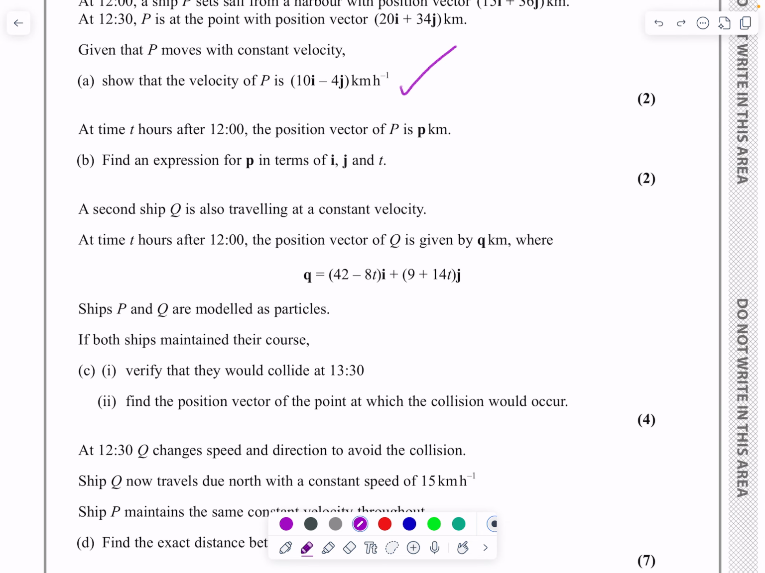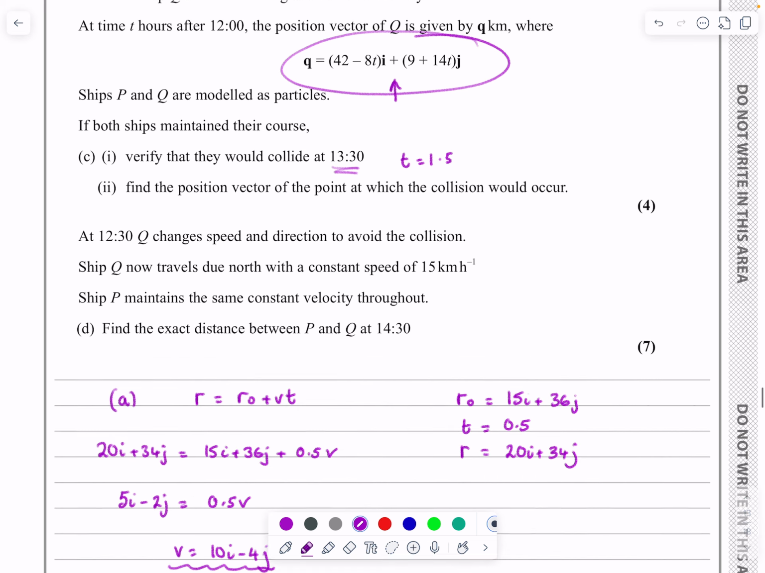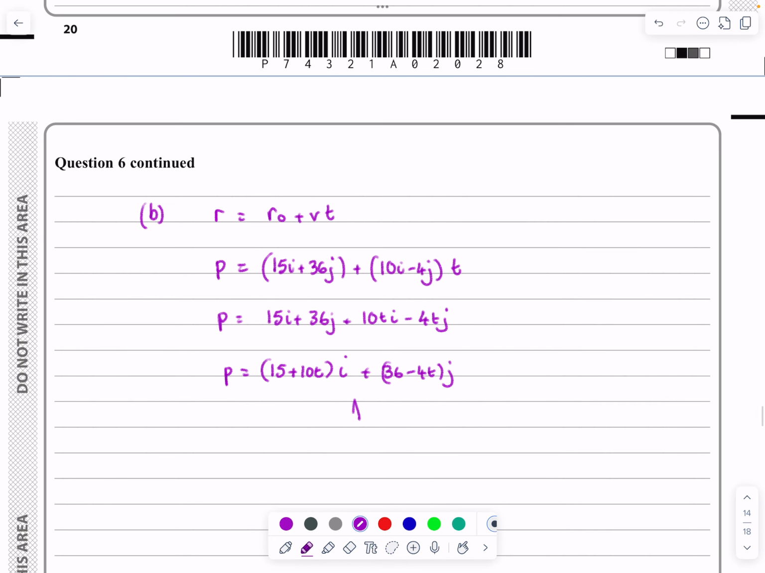Right, so we've got P done, and here we go. A second ship is also travelling, and it tells me what's happening with that one, t hours after 12. So you've got these two ships both moving, and it says if these ships maintain their course, then they're going to collide at 1:30, and they're asking me to show that that happens. So if it's 1:30, that would be t equals 1.5 hours after 12 o'clock. If I find out where Q is at that point by putting t equals 1.5 in, and I then find out where P is by putting t equals 1.5 into that one, I'm hoping that they're going to work out to be the same as each other.